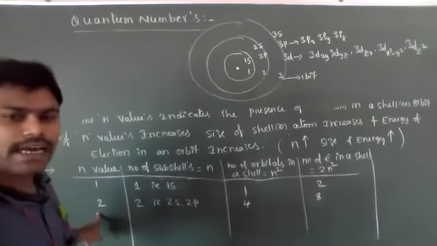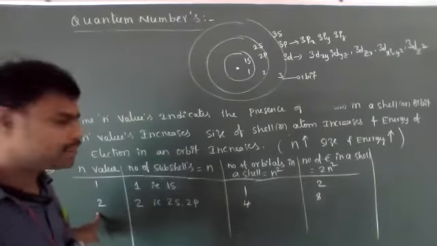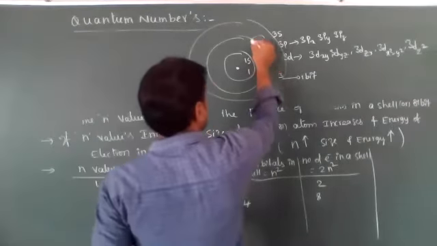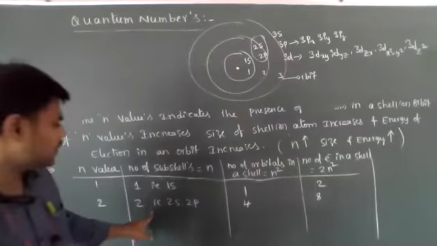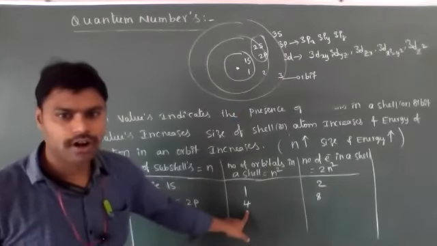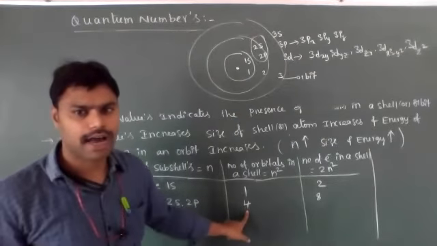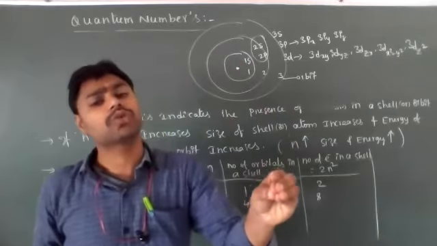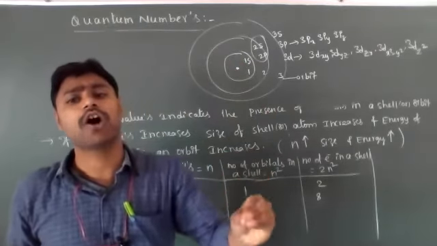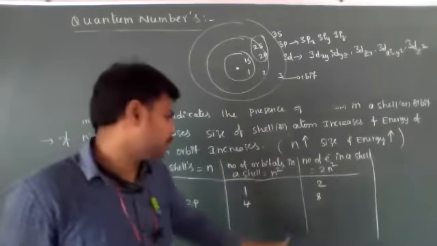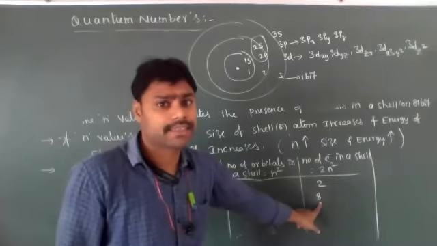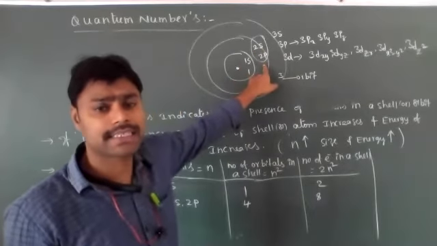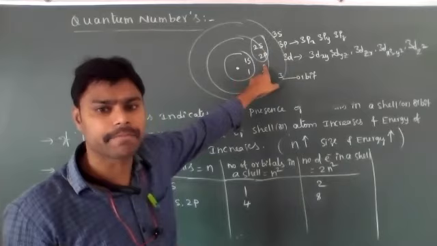Now n equal to 2 means the second shell contains two subshells. The two subshells contain a total of 4 orbitals. Those 4 orbitals have 8 electrons. So the second shell contains a maximum of 8 electrons. Out of those 8 electrons, 2 electrons are present in 2s. The remaining 6 electrons are present in 2p.